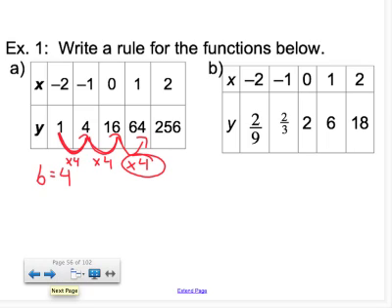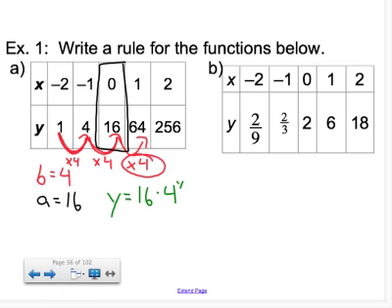Then remember, a is very simply, what is y when x is 0? When x is 0, y is 16. So your final equation in example 1 part A would be y equals 16 times 4 to the x power. You can't multiply the 16 and the 4 because the 4 has an exponent on it. The 16 does not. So just be careful there.